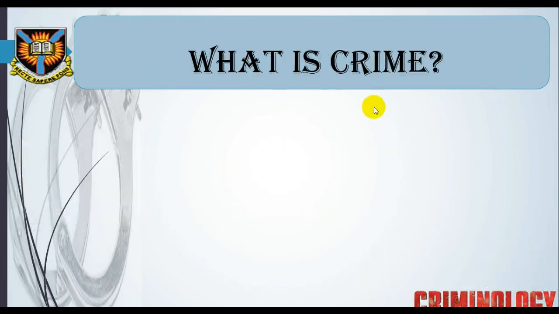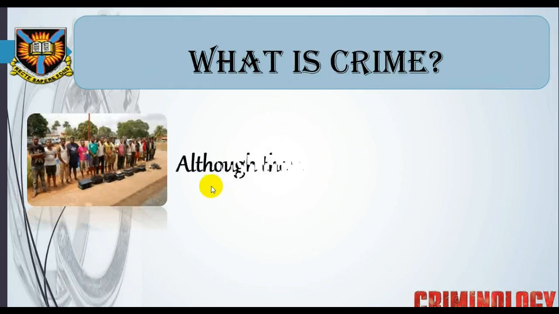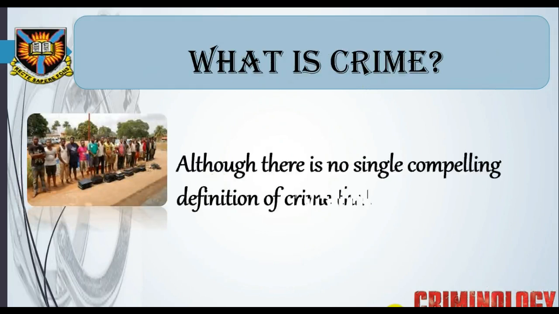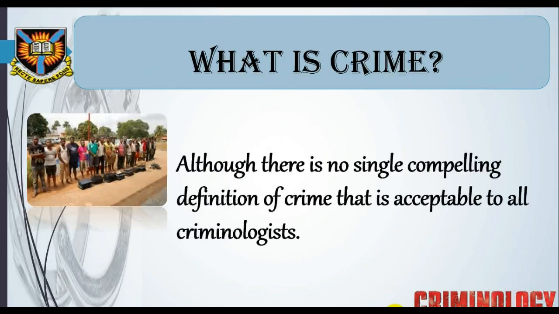What is crime? Many scholars, including criminologists, define crime in different ways. Technically, crime is any violation of the criminal law. This definition is inadequate when we consider other types of crime, for example, white-collar crime.